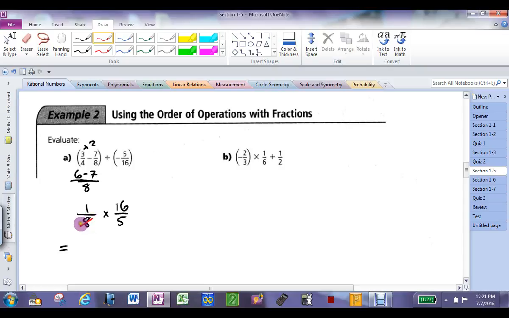How many 8s fit into 8? How many 8s fit into 16? 2. What's 1 times 2? 2. What's 1 times 5? And I'm done.